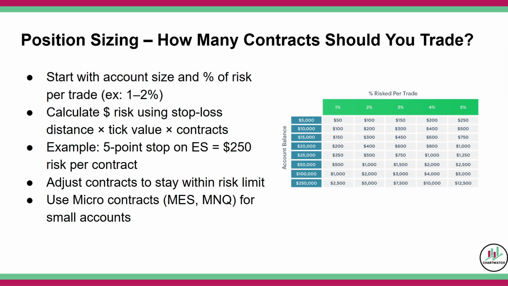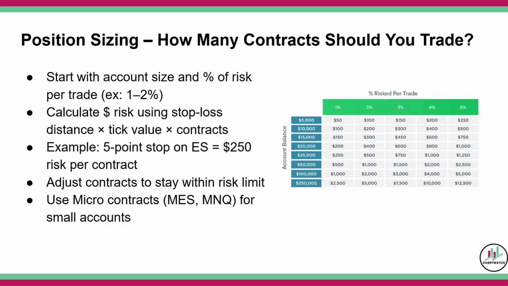And if you're using a small account, an even smaller account, you could use the micro futures, which are the MES, which are $5 per point, or $1.25 per tick. That same 5-point stop would only risk roughly $25 on the MES or $50 on the MNQ. So it really depends on how much capital you have in the account, how much percent you're trying to risk, and your stop loss. With all that, you can do this little calculation and see how many contracts you are willing to risk.